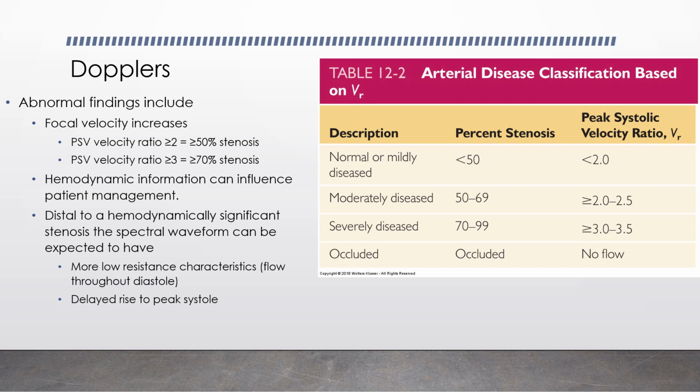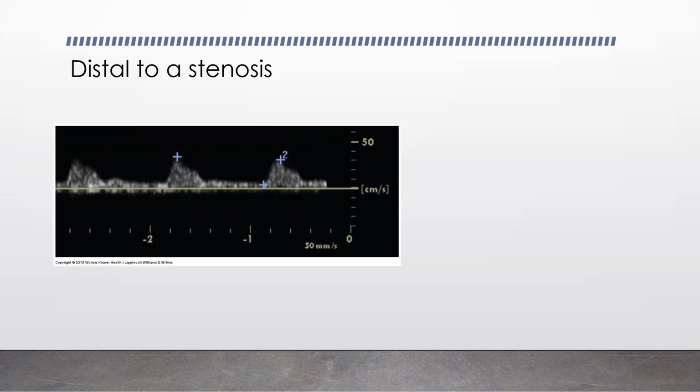And we can call that a tardus parvus, where rather than a brisk systolic upstroke, we have something coming tardy, tardus parvus, a much slower systolic upstroke. And that's because it's post-stenosis. And so it's not getting that great pressure directly from the heart moving it. That pressure is being dampened by a stenosis, and so it makes it move much slower with lesser pressure.